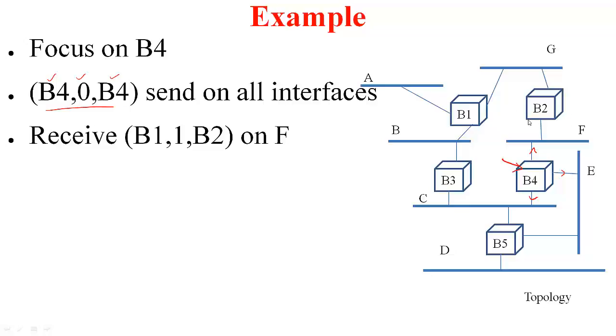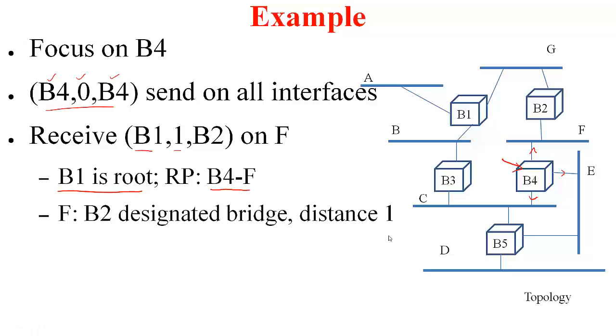Let's suppose that B2 already received one such configuration message from B1 and thereby updated that B1 is the root and it is at a distance of 1 to B1. Now this B2 has sent this particular configuration message on F. The question is, what does B4 do when it receives this configuration message? So B4 immediately knows that it is not the root because B1 has the smaller ID, so it accepts B1 as the root, and since it can reach B1 via B2, it will designate this B4F as the root port.